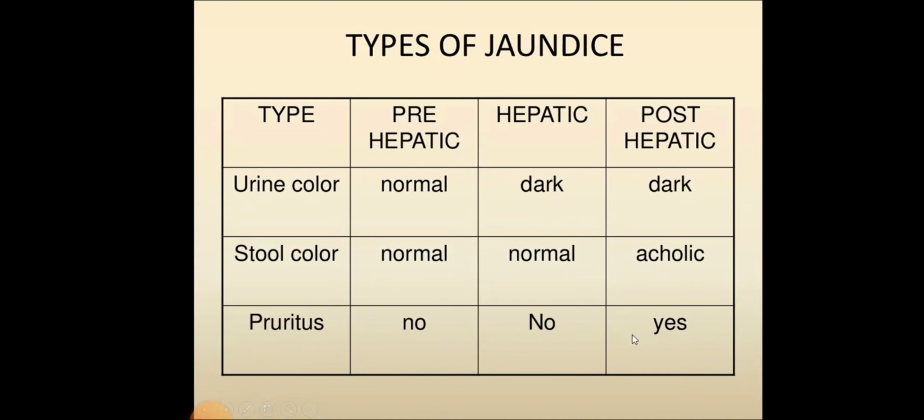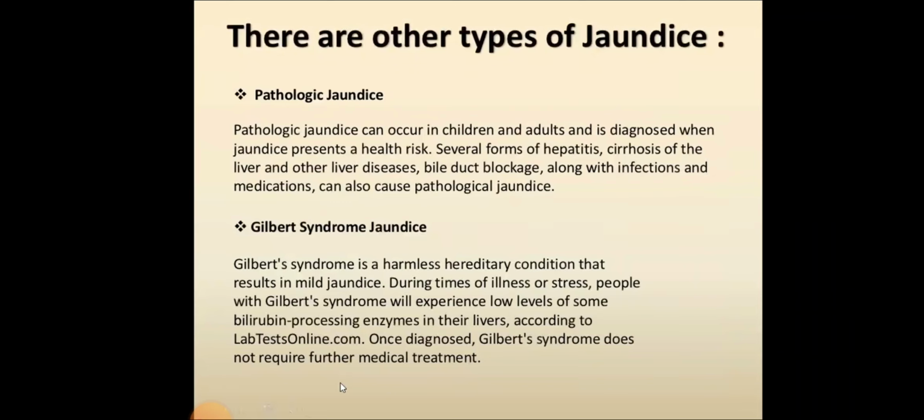And other types of jaundice are also there. That is pathologic jaundice. Pathologic jaundice can occur in children and adults and is diagnosed when jaundice presents a health risk. Several forms of hepatitis, cirrhosis of the liver, and other liver diseases, and bile duct blockage, along with injections and medications, can also cause pathological jaundice.